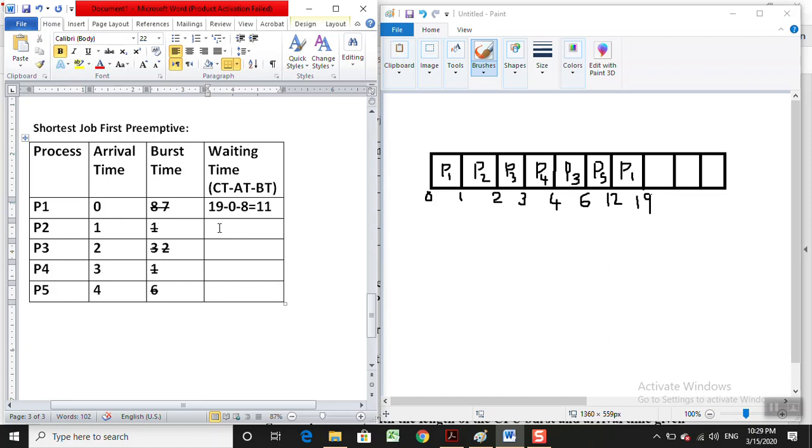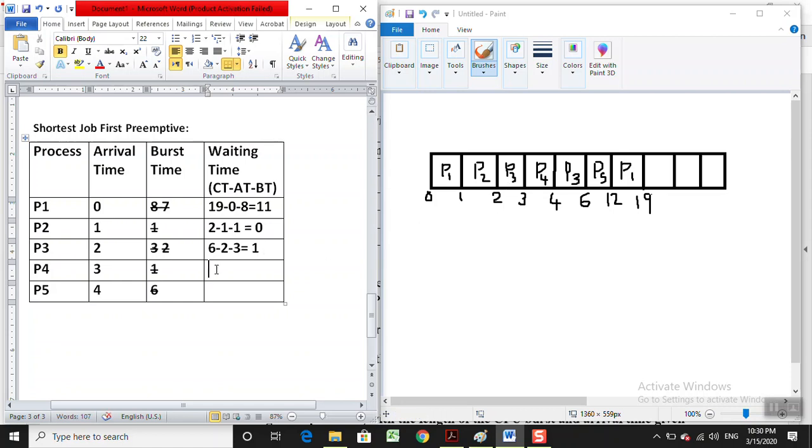Okay, and what is the P2 completion time? It finished at 2 and it arrived at 1, and what is the burst time? It's 1. So 2 minus 1, 1 minus 1, 0. So no waiting time for P2. When did P3 finish? It finished at 6. So 6 minus arrival time 2, minus burst time 3. So 6 minus 2 is 4, minus 3, that is 1. So P3 had to wait for 1 millisecond.